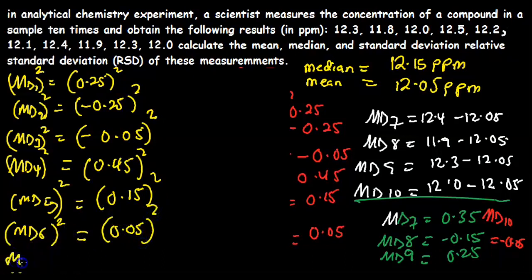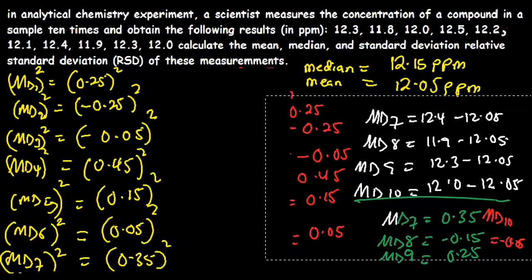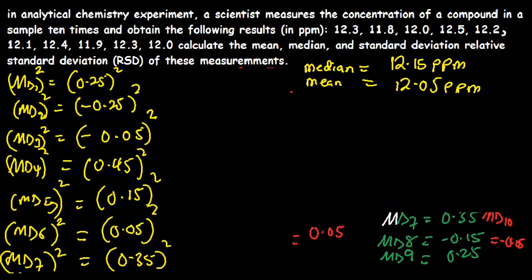What about the mean deviation for the seventh? Squared, this is going to be 0.35 squared. What about the mean deviation for the 8th squared? The 8th one is simply going to be negative 0.15, negative 0.15 also squared.